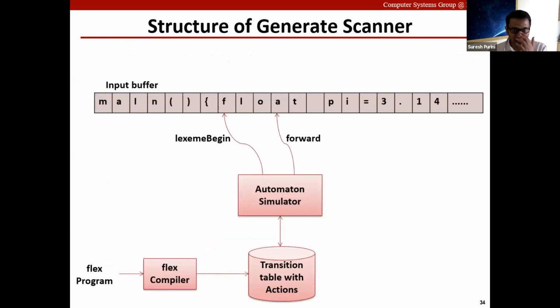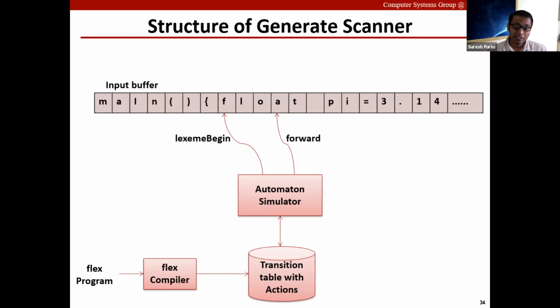Finally, the structure of the generated scanner is like this. You have the input buffer, then the automaton simulator, and then the flex compiler. What the flex compiler, or the Antlr compiler, does is take the list of regular expressions and generate the transition table for the product automaton, and that's all. The automaton simulator always remains the same; depending upon the micro syntax or the lexical structure of the programming language, the associated transition table changes. That's all. This is the secret behind automatic generation of scanners.